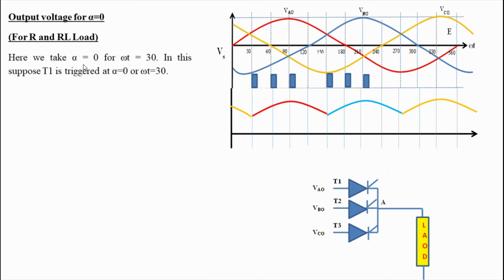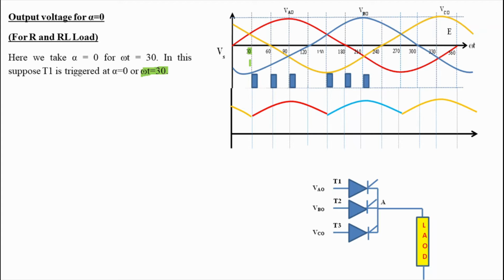So here alpha equals 0 means omega t equals 30, because here we are taking alpha equals 0 for omega t equals 30. You have to remember this, because alpha is always 0 when the thyristor is fired, and here we are going to fire the thyristor at omega t equals 30. That's why here alpha equals 0 for omega t equals 30.